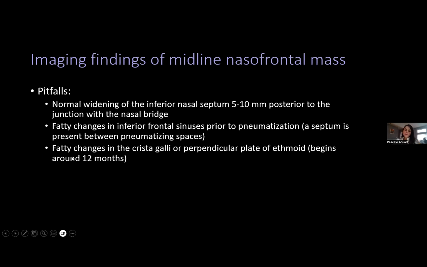And then the most important pitfall is the fatty changes that normally will occur in the crista galli or perpendicular plate of the ethmoid. Normally this begins around 12 months of age and starts posteriorly and inferiorly and progresses anteriorly and superiorly. So it's important not to overcall this as a dermoid cyst.